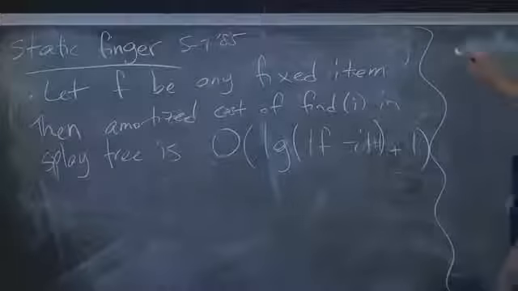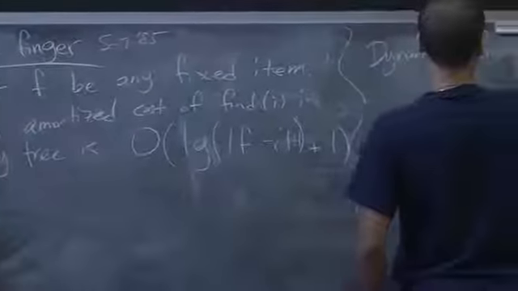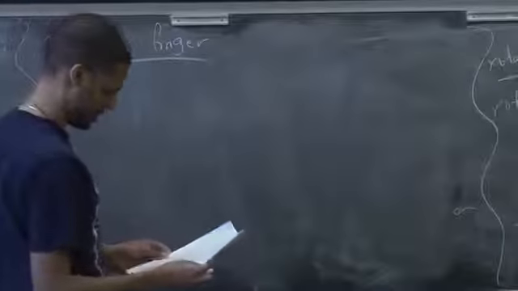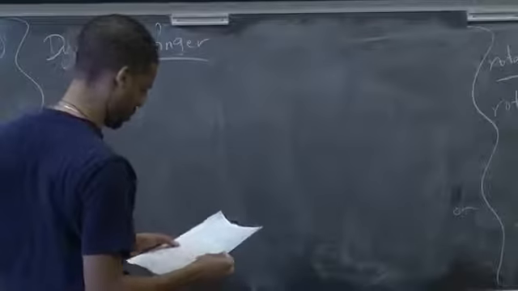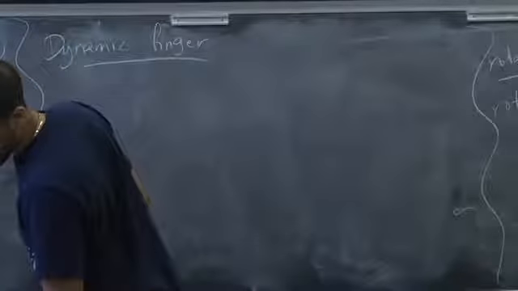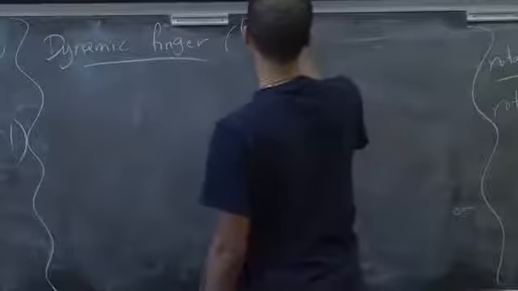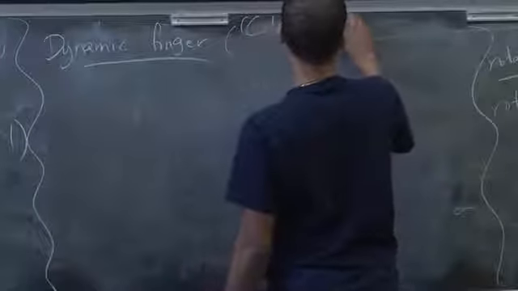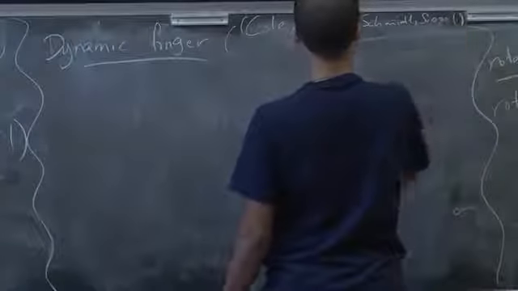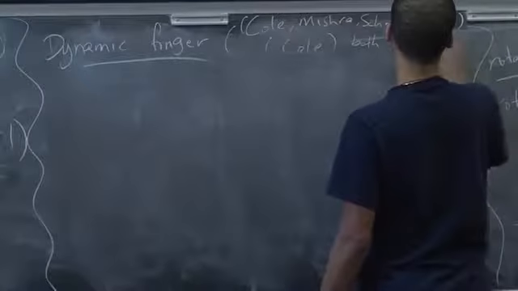Okay, so there's also the dynamic finger. This is actually not due to Sleator and Tarjan. Let me see who this is due to. Cole is one of them. Cole, Mishra, Schieber, and Siegel. So there are 2 papers, Cole, Mishra, Schieber, and Siegel, as well as Cole by himself. They're both from SICOMP 2000.